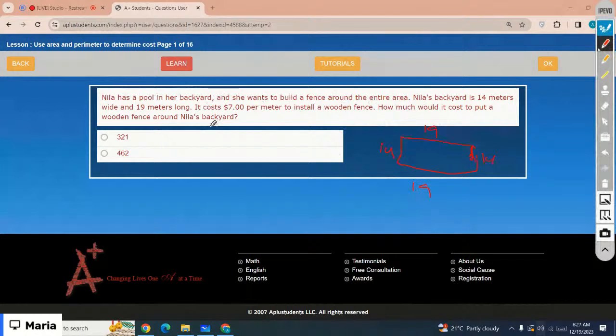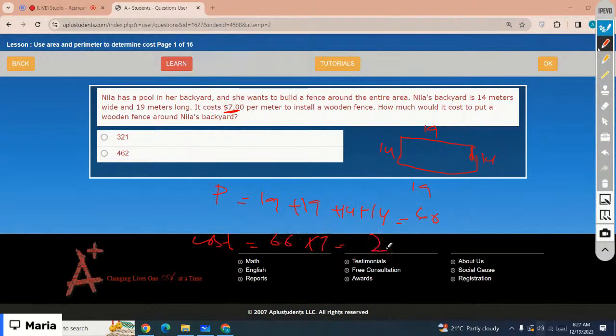That means you must calculate the perimeter. For the perimeter, you have to add all four sides: 19 plus 19 plus 14 plus 14. The perimeter is 66. Now the cost of 1 meter is $7. You need to calculate the total cost. So for the total cost, you need to multiply 66 times 7.